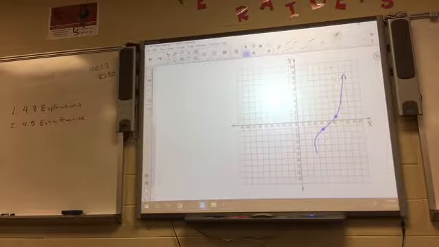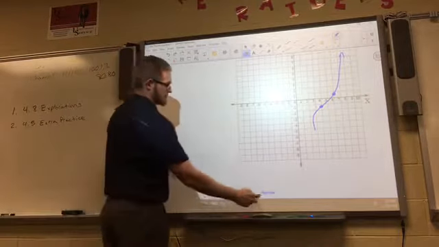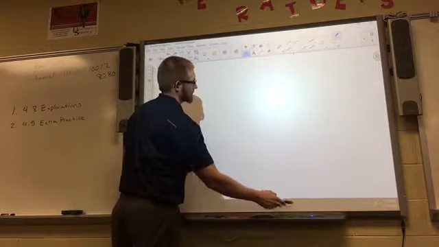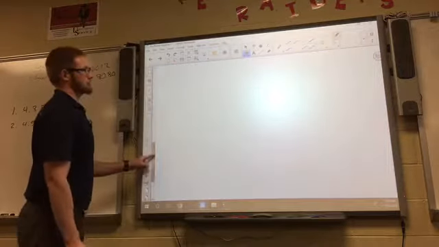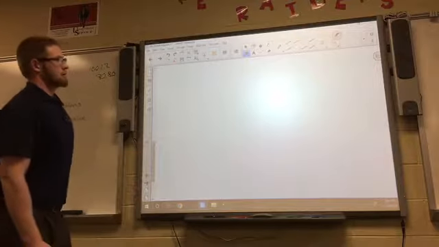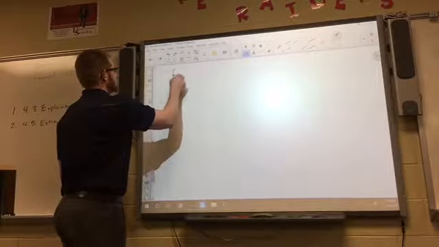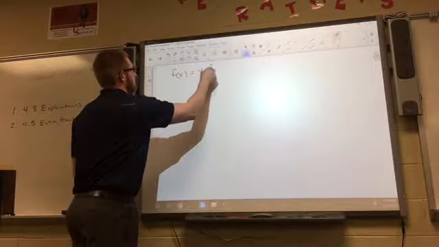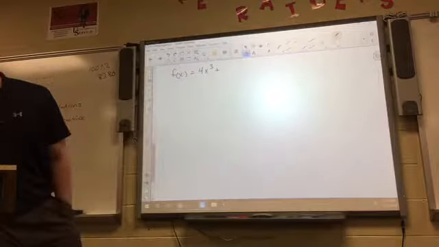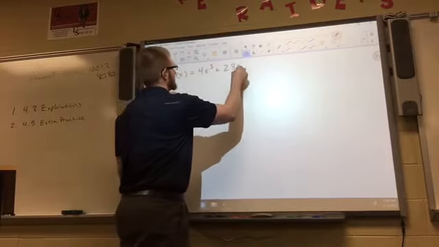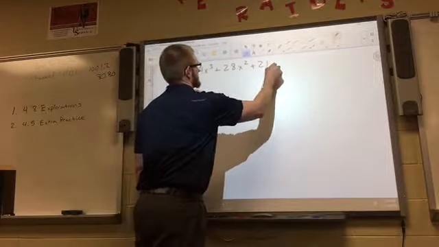Now, example 2. And this is reaching back to 4.5, which I asked you to make sure you went over, and I will check those here after we're done. We are finding zeros of this polynomial function. So they give me the function f of x equals 4x cubed plus 28x squared plus 21x minus 18.